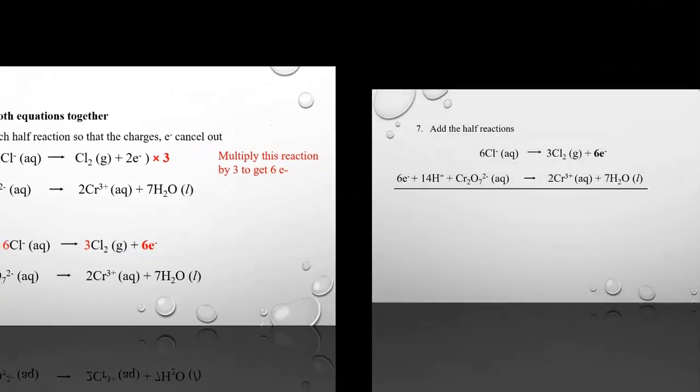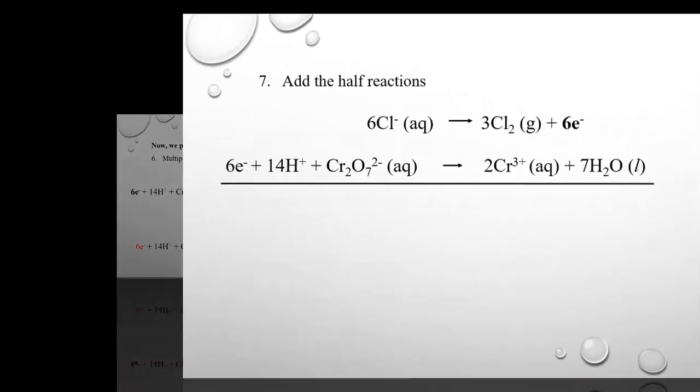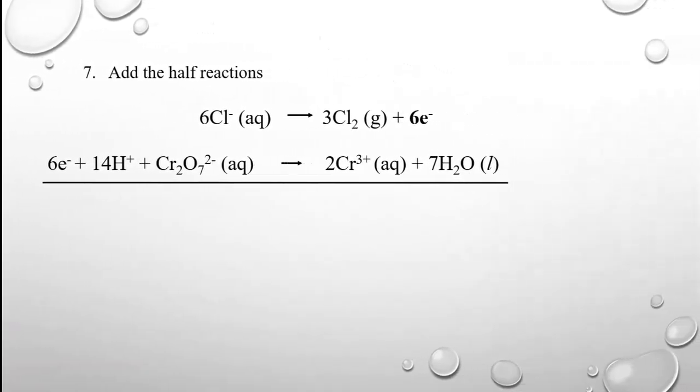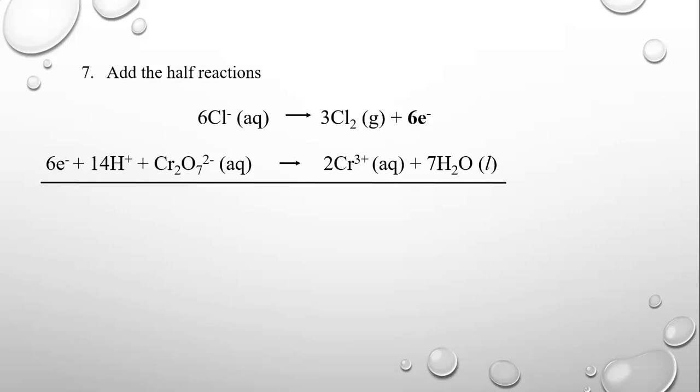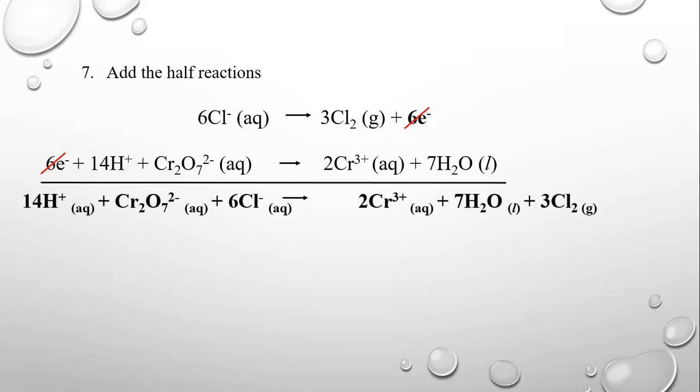Okay, so we're going to add the half reactions. So you see the 2 reactions don't have anything in common except the 6e on the right and left sides of the reactions. So you're going to cancel those. Nothing else in common, so you're simply going to add those. Okay, so you have 14H plus Cr2O7 2 minus plus 6Cl minus on the left, and over on the right you have 2Cr3 plus, you have 7 H2Os, and you have 3 Cl2, and that is your final balanced reaction for both charge and number of atoms.